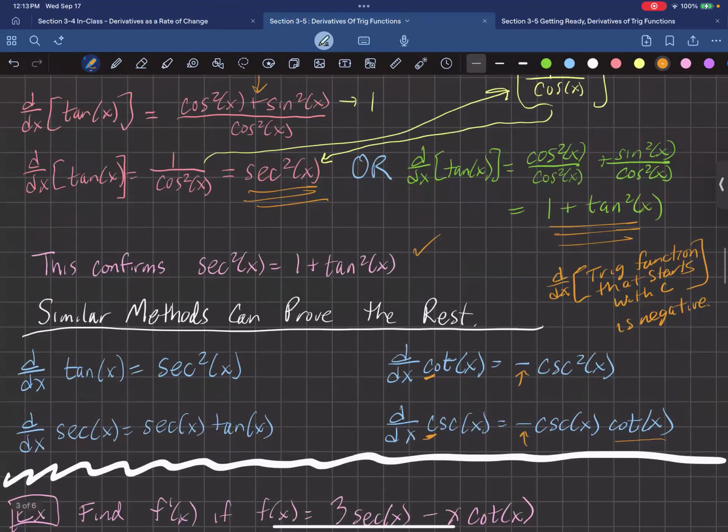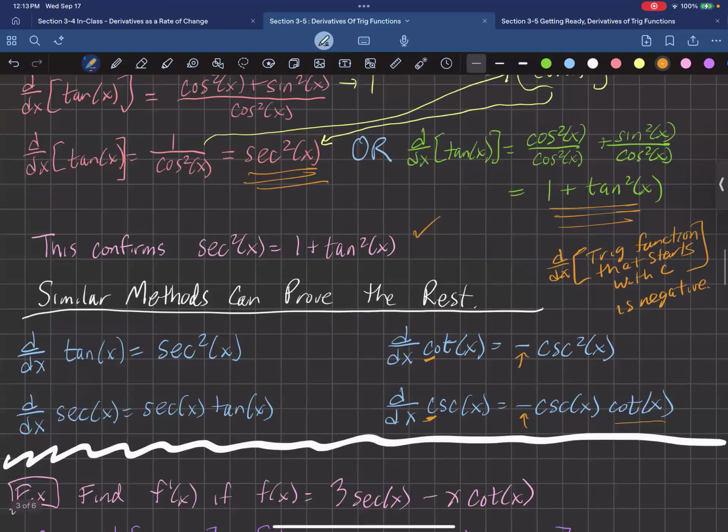Okay? We'll take a look at some examples. I want you to try to find the derivative of f of x if f of x equals 3 secant x minus x cotangent x using those formulas we have up here. Pause the video and try to work them out.